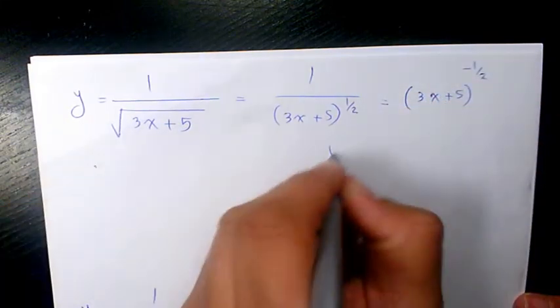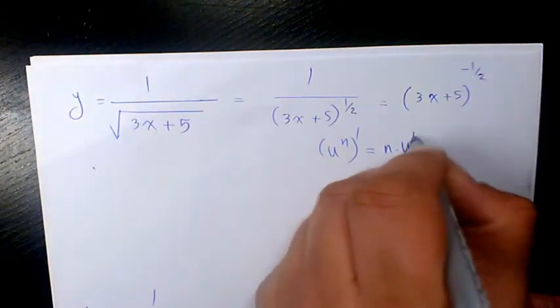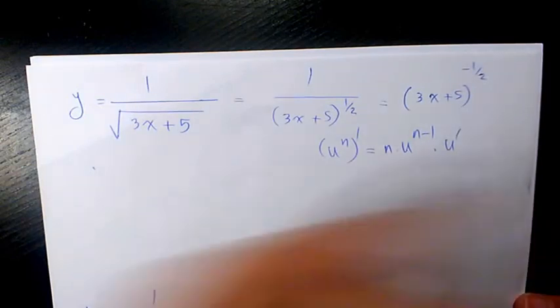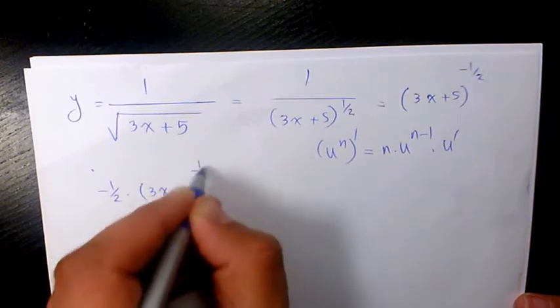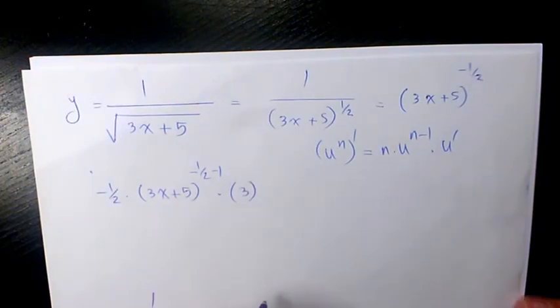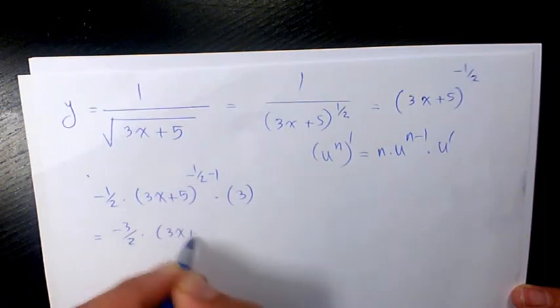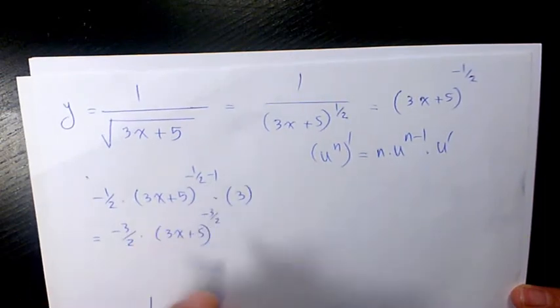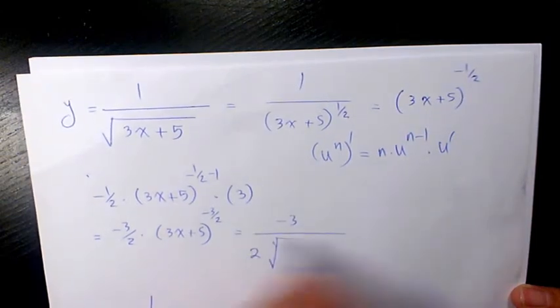So the derivative, if you have u to the power of n, and u is a function of x, is going to be n times u to the power of n minus 1 times u prime. So that's going to be negative 1 over 2 times 3x plus 5 to the power of negative 1 over 2 minus 1 times the derivative of 3x plus 5, which is going to be 3. So that's going to be negative 3 over 2 times 3x plus 5 to the power of negative 3 over 2. So that's going to be negative 3 over 2 times the square root of 3x plus 5 to the power of 3.